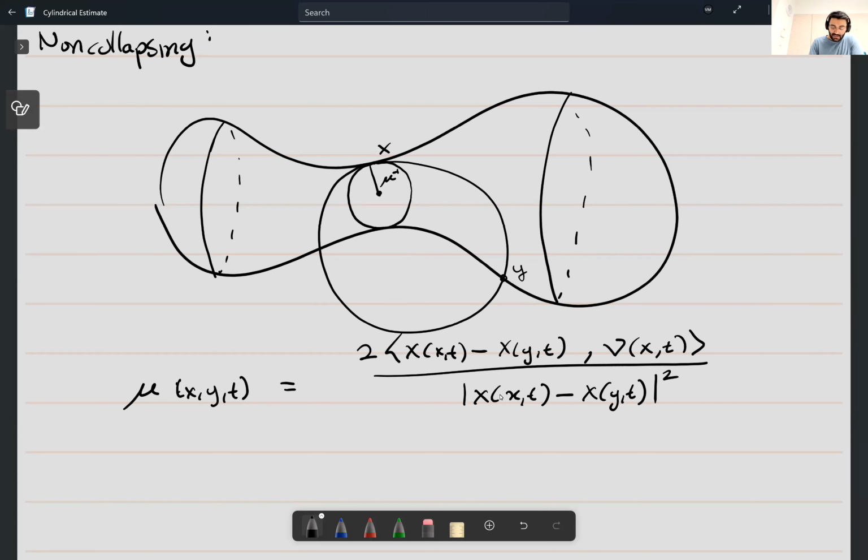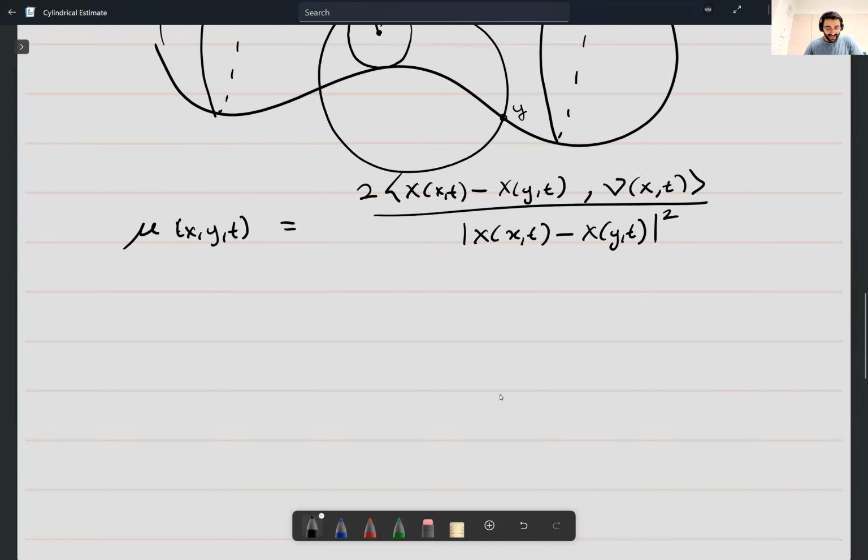And the sign is such that if, near x, the inward pointing normal vector to the ball is also the inward pointing normal vector to the surface at x, then this quantity is positive. But if I had something like this, that's not really a ball, but if it intersected on the other side, this mu would be negative. But that's the very bad ball.